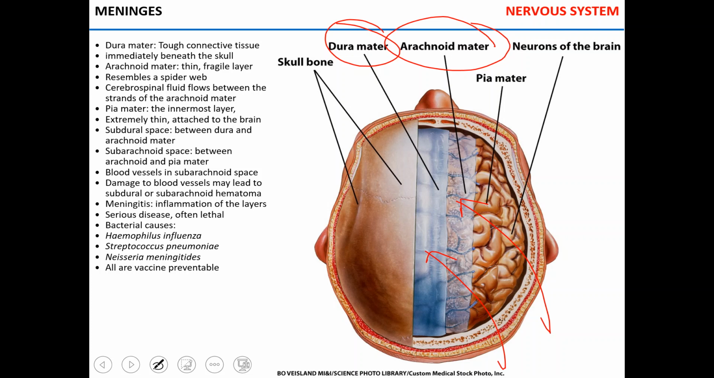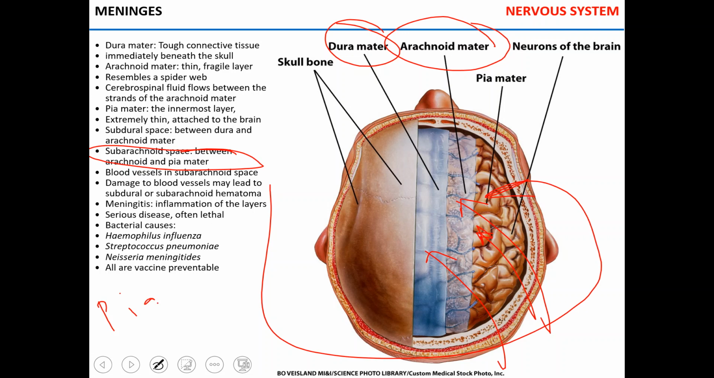So basically the cerebrospinal fluid will be flowing under that arachnoid mater in what is called subarachnoid space, the space between the arachnoid and the pia mater. The pia mater is the innermost layer. It's very, very fine. It clings to the brain, very, very thin. So the space between pia mater and arachnoid mater is the subarachnoid space. And the space between the arachnoid and dura mater, this will be subdural space.